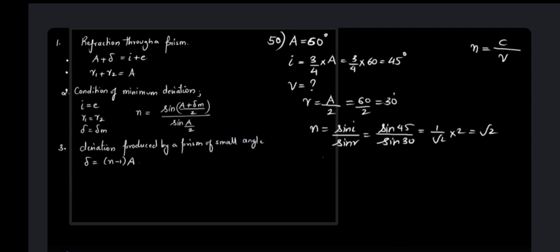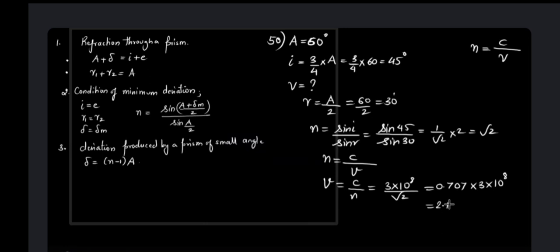So now we know that N is equal to the speed of light in vacuum divided by the speed of light in the medium. So the speed of light in the medium is C upon N. So C is 3 into 10 raised to 8 divided by root 2. 1 upon root 2 value is 0.707 into 3 into 10 raised to 8. So this is going to be equal to 2.12 into 10 raised to 8 meters per second. This is going to be the speed of light inside the prism. This is question 50.